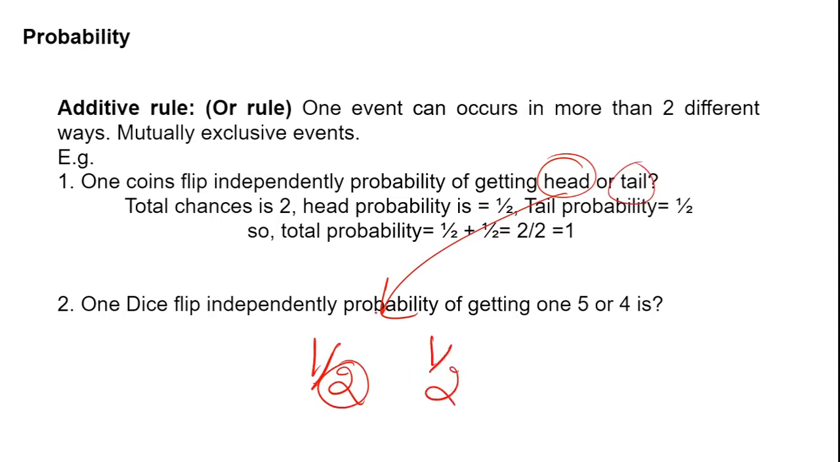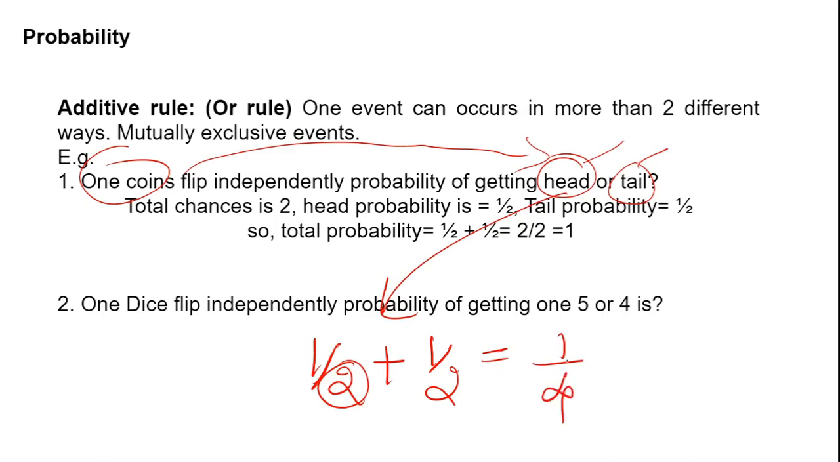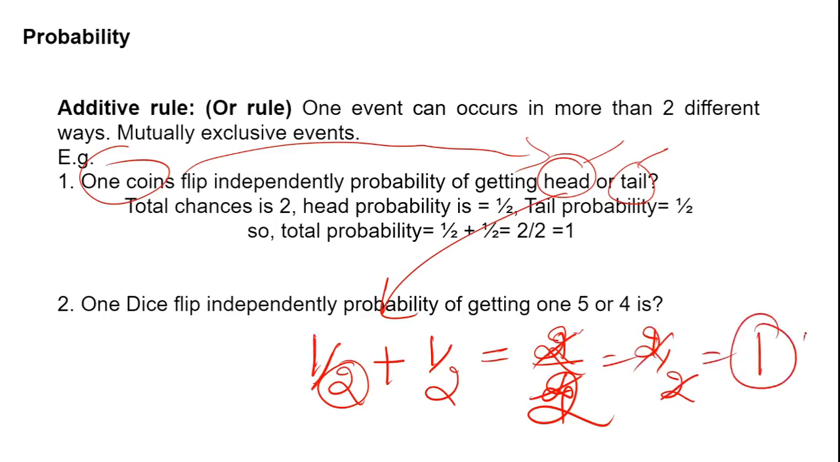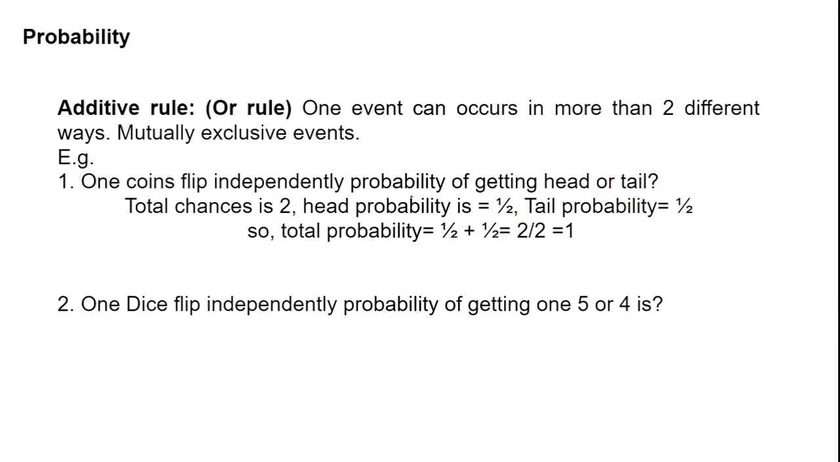Here we need to go for the additive rule instead of multiplication. Why? Because one coin is flipped and we are expecting head or tail. 1 by 2 plus 1 by 2: the denominator is 2 and the numerator is 2, so 2 by 2, which is 1. Whenever 2 by 2 is there, there is one chance to get head or tail. So that is the additive rule.